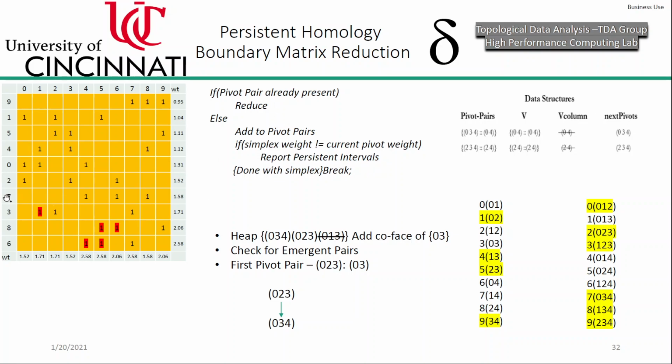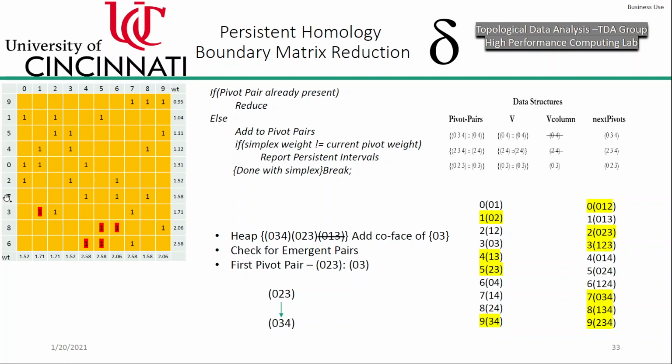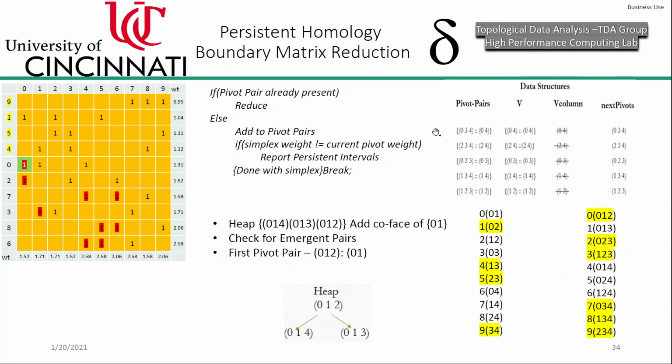Again for the 7 you do this: you generate its cofaces. So here you add 0, 2, 3 to the pivot pairs and next pivots, and you are done with it. Again for this 7 also you repeat the same process. You just add a pivot; there is no reporting of persistent intervals here. You just add this to the pivot pair. The 7 is like 1, 4; you add 1, 4 and 1, 3, 4 as the pivot pairs. Then again you have 1, 2 and 1, 2, 3 as pivot pairs that you add.